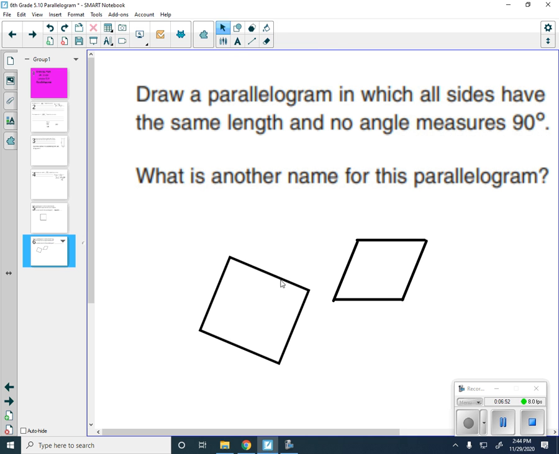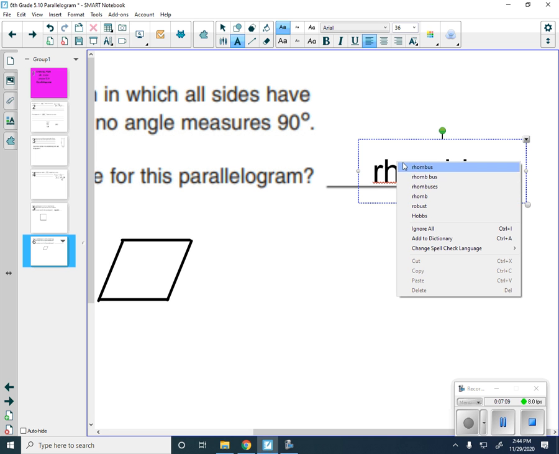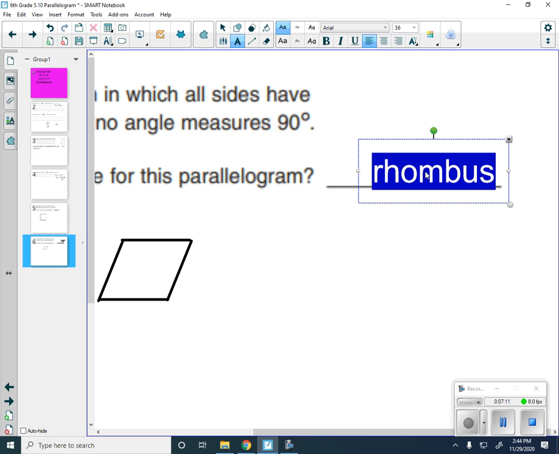This obviously doesn't work because this is a square with all 90-degree angles. But draw a parallelogram with all the same length and no angle measuring 90 degrees. What's another name for it? This is called a rhombus. A lot of times kids want to call that, wow, I spelled that wrong, a diamond, okay?